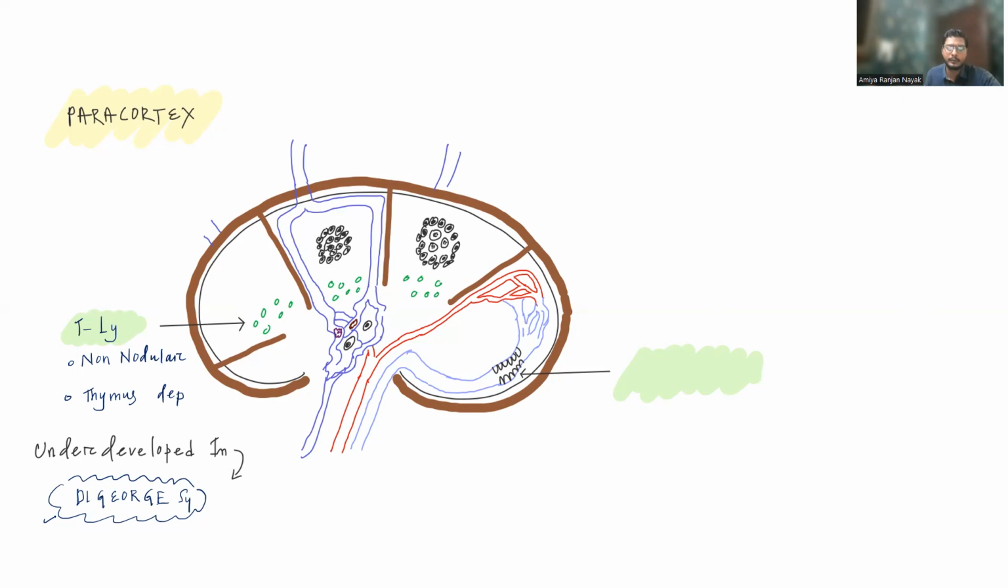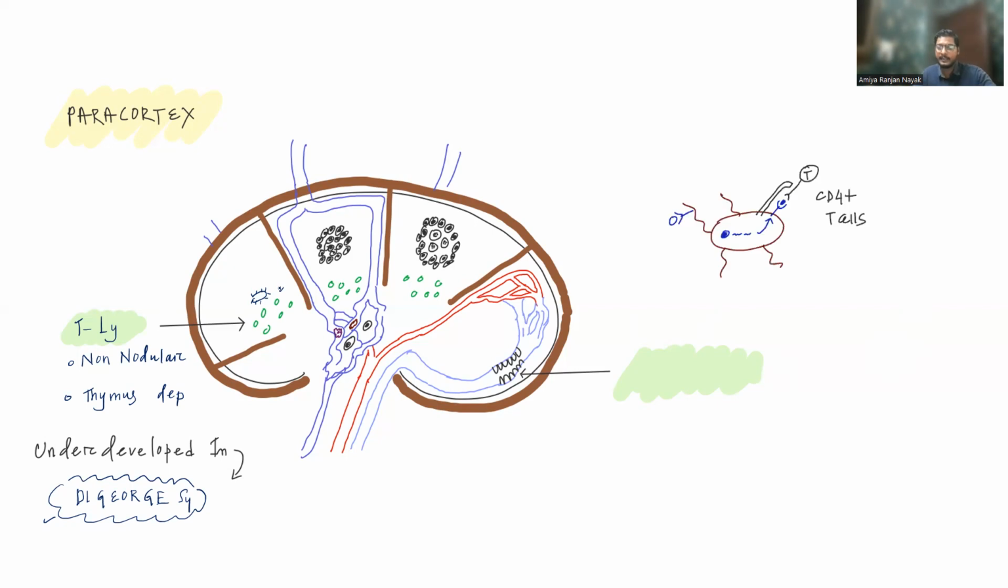Apart from these T lymphocytes, sometimes you will also find classical dendritic cells here. Actually, classical dendritic cells are usually not present inside the lymph nodes, but whenever they find some antigen, they will process the antigen and come into the lymph nodes. In the lymph node paracortical area, they will present these processed antigens to the T lymphocytes.